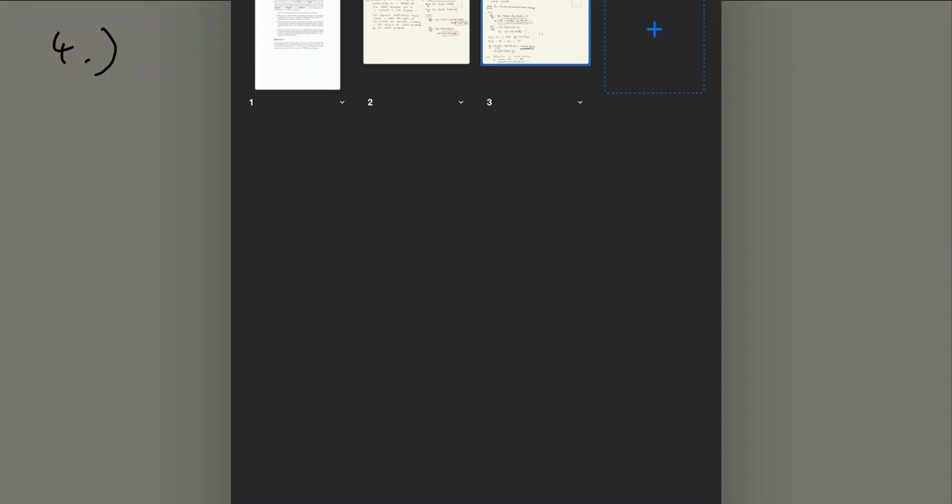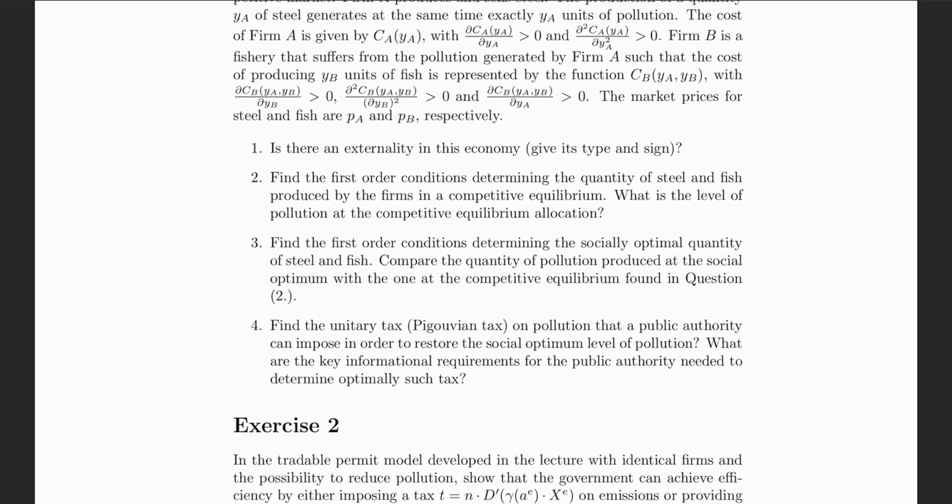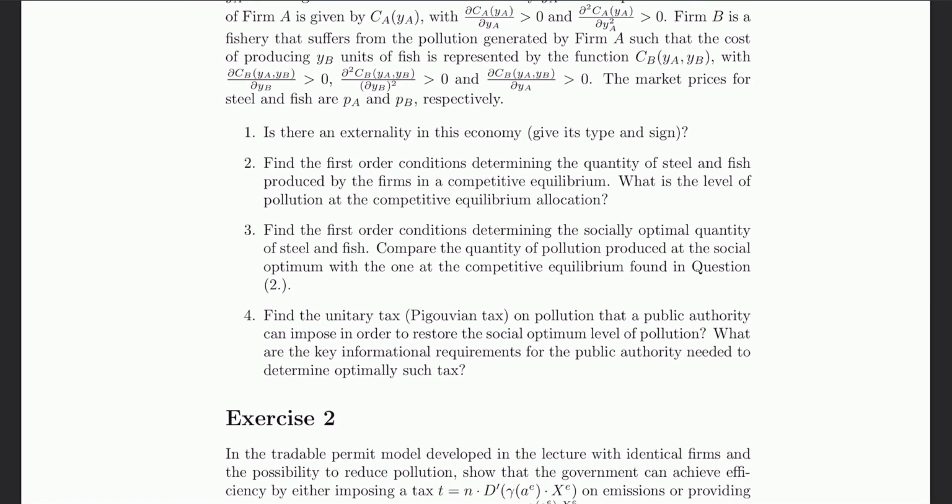So this brings us to the last sub-exercise for exercise number 1. So let's have a look. So we have the following. Find the unitary tax, Pigouvian tax, on pollution that a public authority can impose in order to restore the social optimum level of pollution. What are the key informational requirements for the public authority needed to determine optimally such tax?